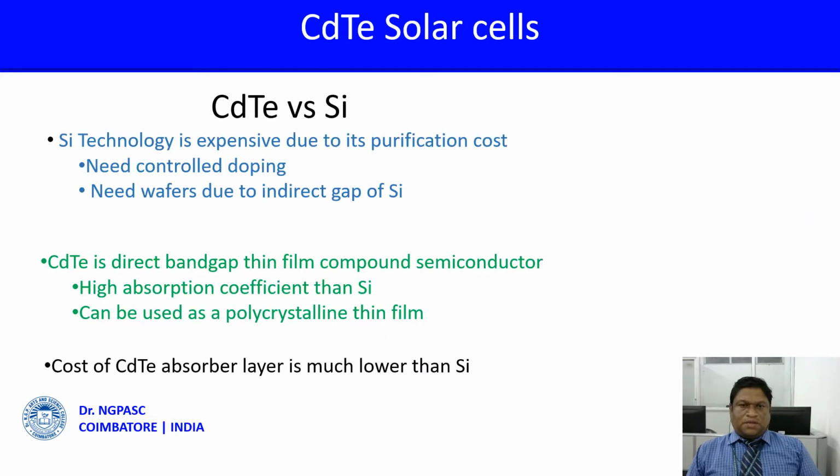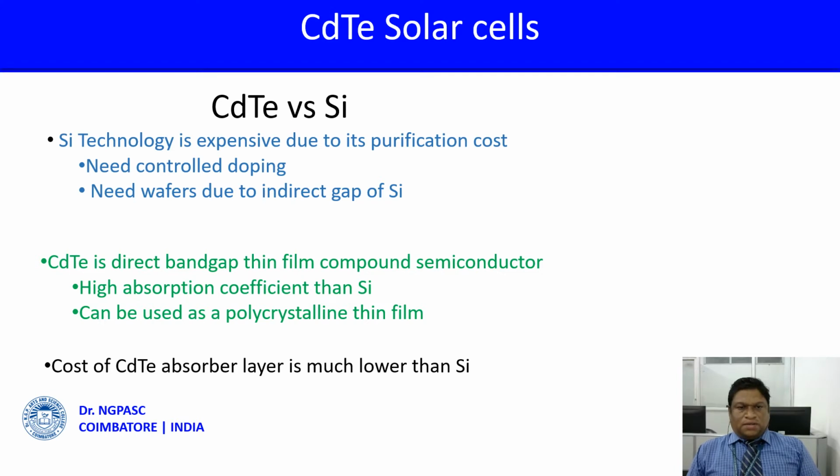Compared to silicon, silicon technology is expensive because of its purification cost and controlled doping. We need wafer technology, which has to be cut down and polished. So many things are involved in silicon.